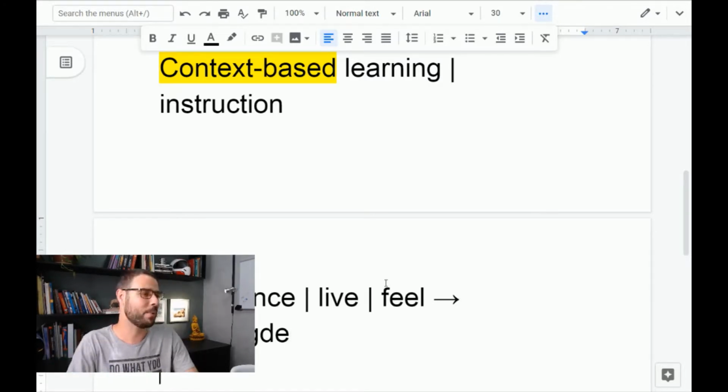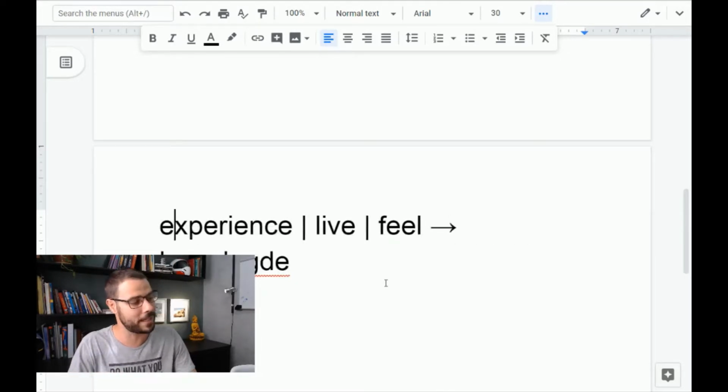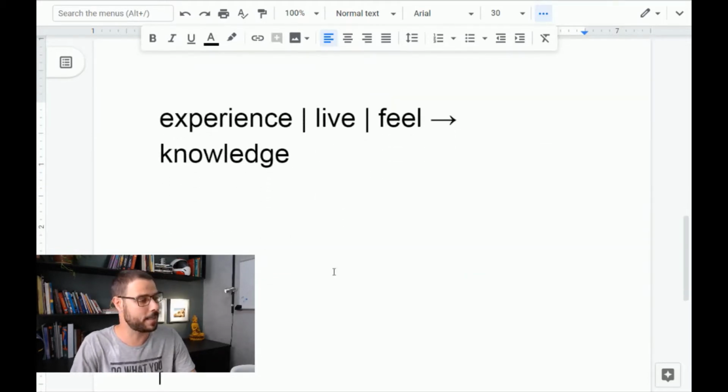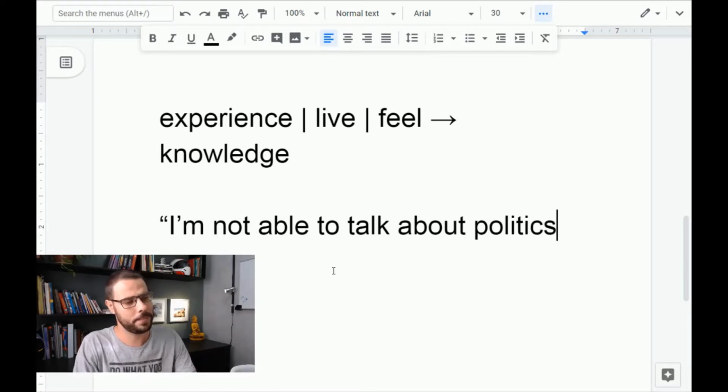So for example, when I say context-based learning, the other day I had a student who came to me and said, Daniel, I would like to talk more about, or I'm not able, oh, this was his sentence, I'm not able to talk about politics. And then he came to me and said, Daniel, I'm not able to talk about politics.